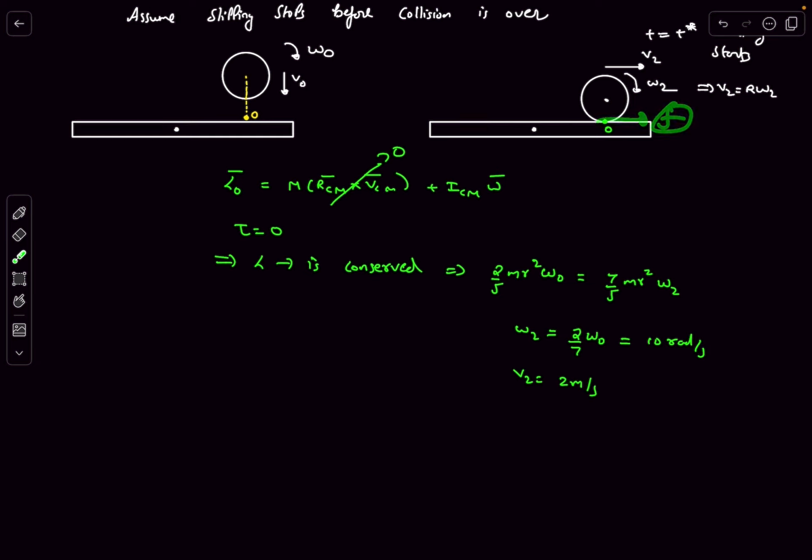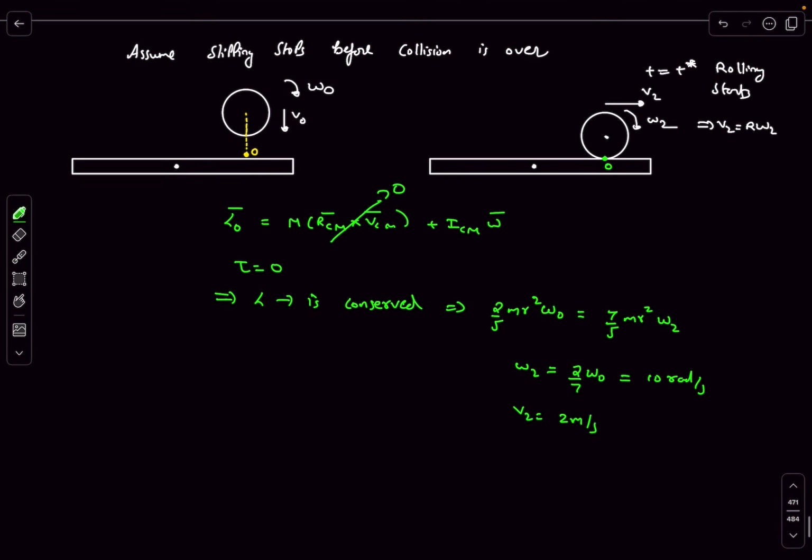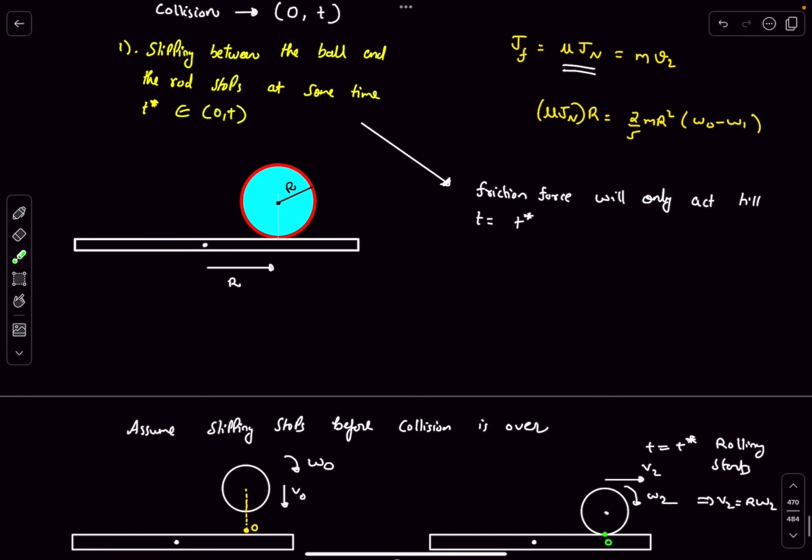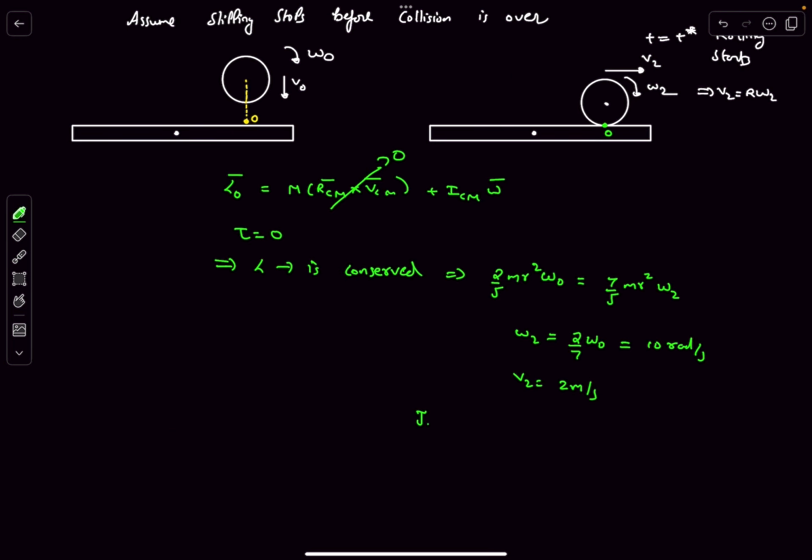Remember guys, friction was the one which was changing omega 2 and v2. Once friction is gone, they won't change anymore. So now let's try to determine the impulse that would be required to go from this stage to this stage. So here we determined the impulse due to friction as m into v2, right? Impulse of friction in this particular case comes out to be m into v2, which is 2 Newton second.